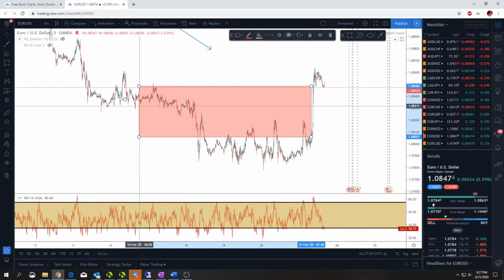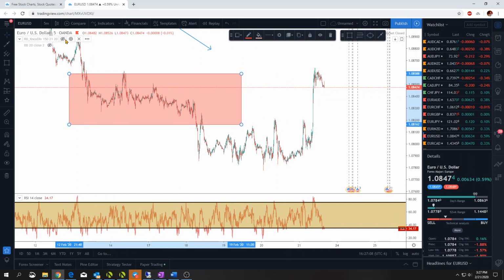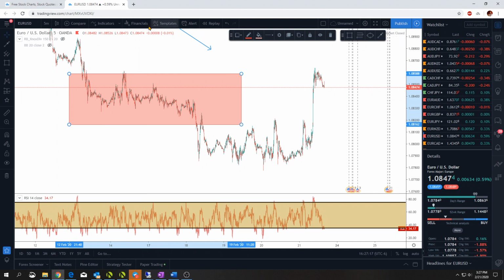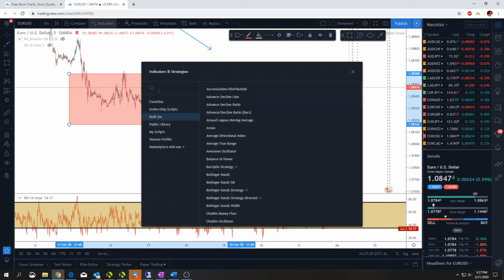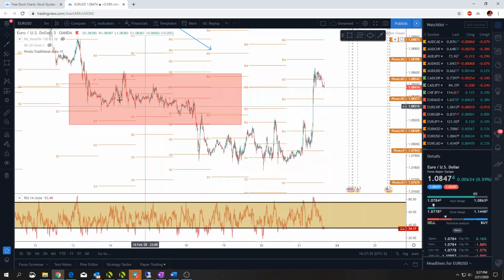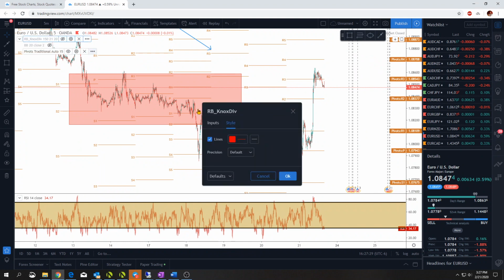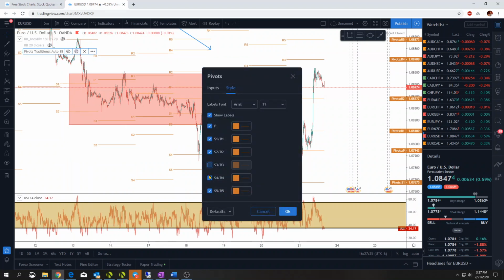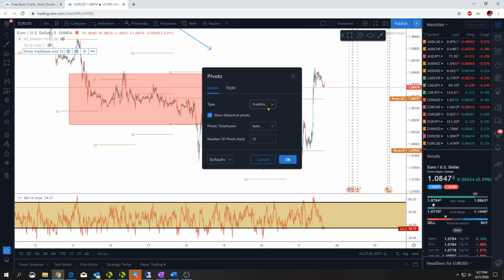But let's look at this little area. Man, I just messed that all up. It's pivot standard. I don't know where that went. Let's get rid of these. Remember, we don't care about these. Let's go to inputs. We wanted to go 20 and Fibonacci.